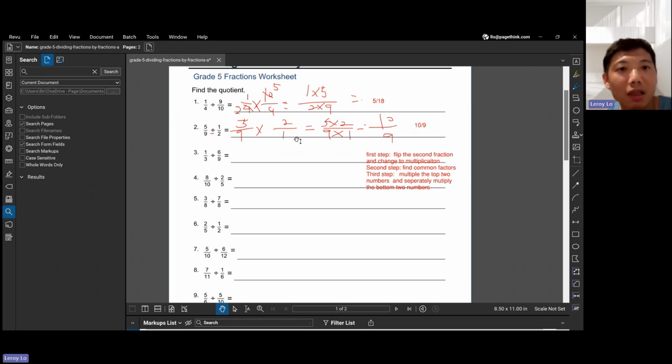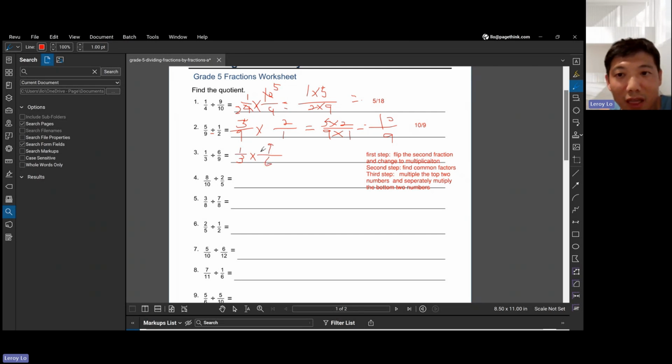So we got number 3, 1 over 3 divided by 6 over 9. First, we need to flip the second fraction and change to multiplication. So we put the 1 over 3 here, and then we change to multiplication, and then we flip the number, so 9 goes to the top, and 6 goes to the bottom.